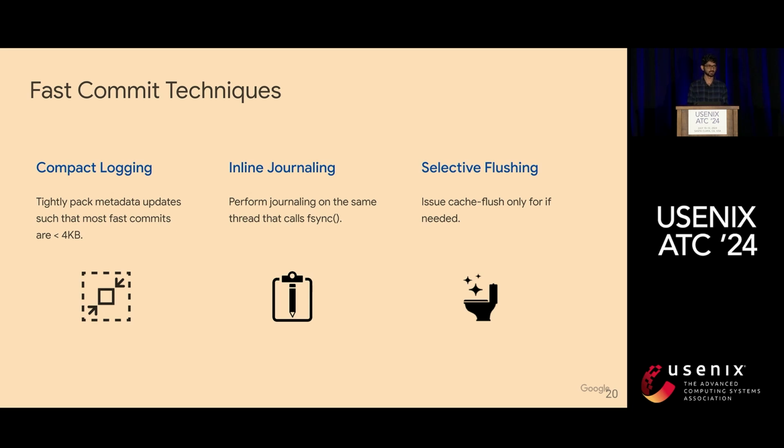In fast commits, we use three key techniques to make fsyncs more efficient. First is compact logging. Using this technique, fast commits packs metadata updates in a logical fashion such that they can be expressed in a single 4 KB block. This allows us to use forced unit access commands for doing journal commits. Then inline journaling: fast commits gets rid of the dedicated journal thread for performing fsyncs, which reduces the scheduling delays. And third is selective flushing, in which fast commits minimizes the number of cache flushes needed during a journal commit. Let's see how all of these three together optimize the fsync path.